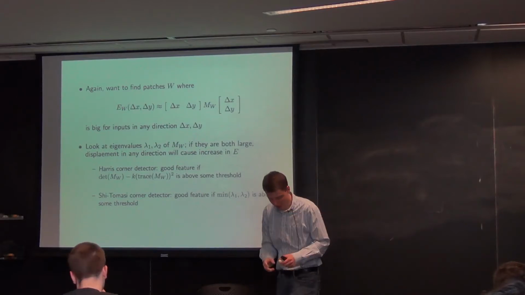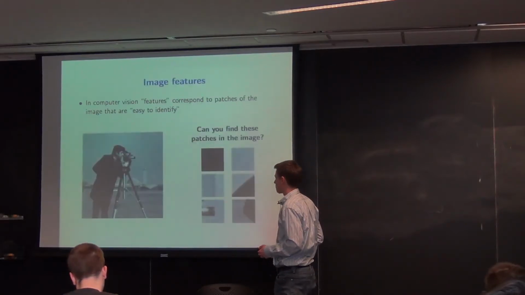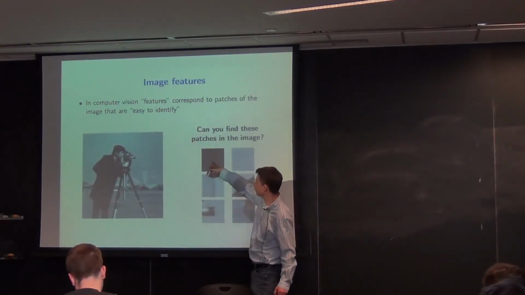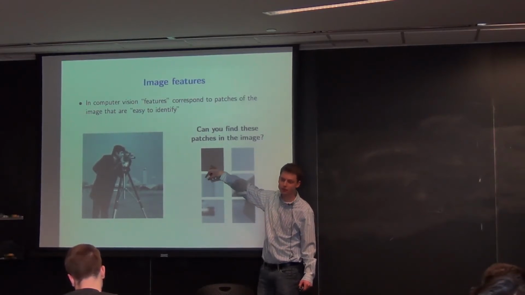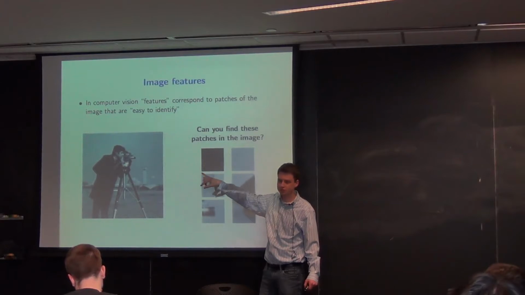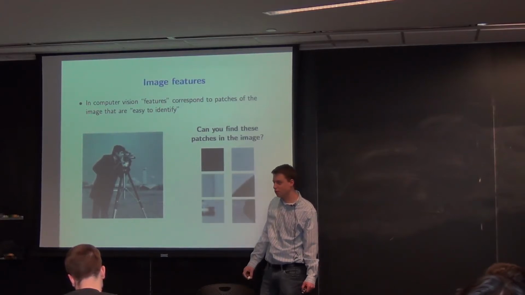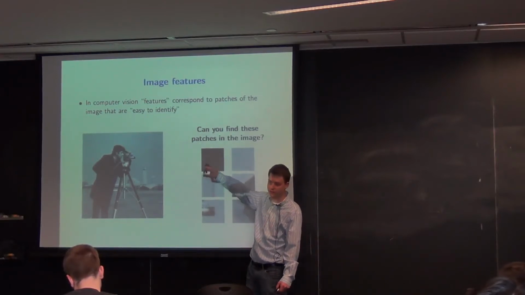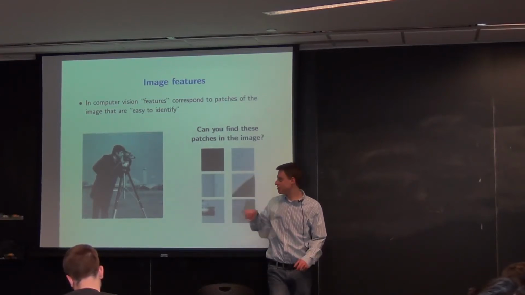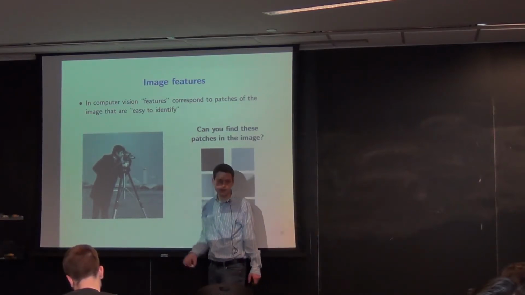So let me go back a few slides. If you do that with this patch here, what do you expect of the eigenvalues of that matrix? Will they both be big? Will they both be small? Or will there be one big one and one small one? So here they'll both be small, right? Because no matter which way you move, this error is always low.